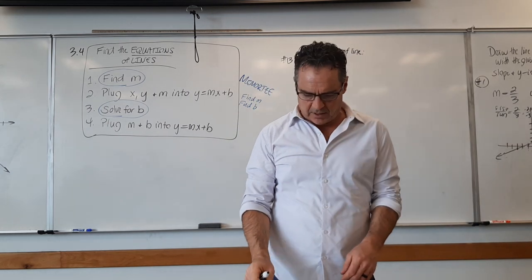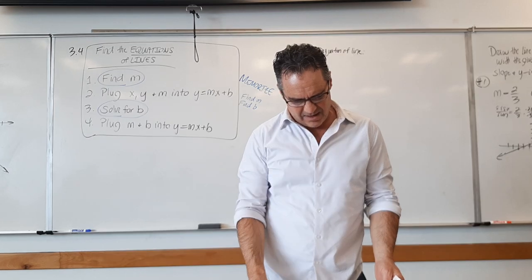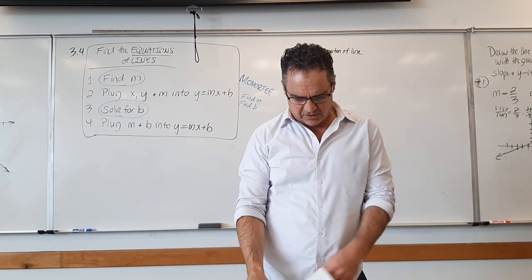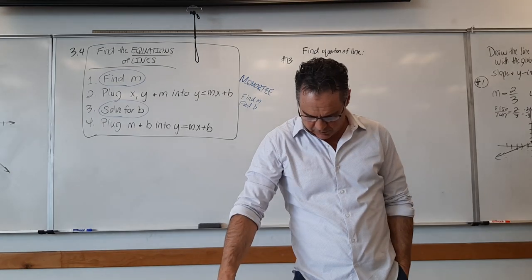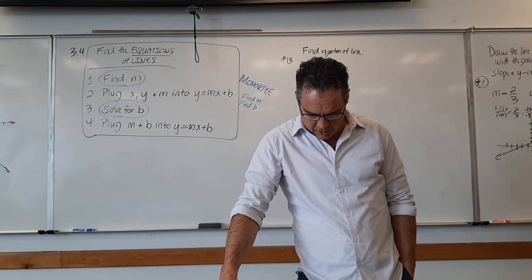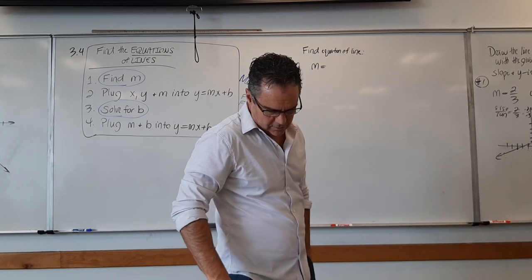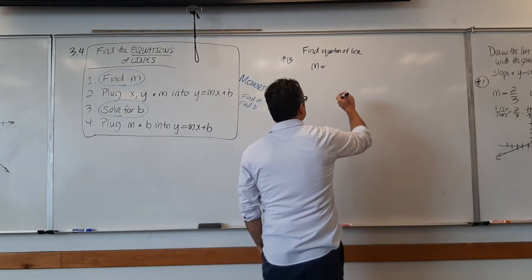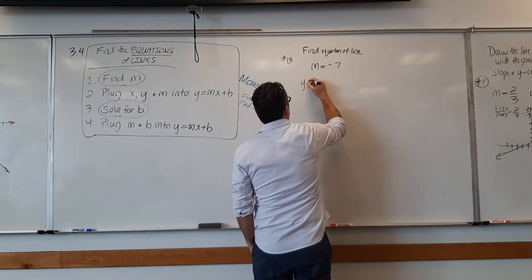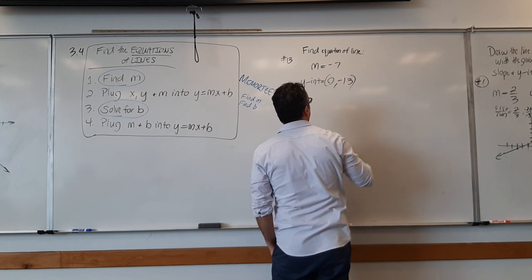So this particular section, 3.4, you have about 16 or 17 problems. We're gonna do three of them. I'll write down which ones we do so you don't have to, so you can just put them into your work. This is number 13, slope equals negative 7. Did I say 13? Yeah. Slope equals negative 7. And y-intercept equals 0 comma negative 13, okay?